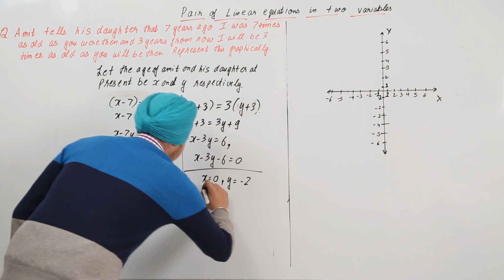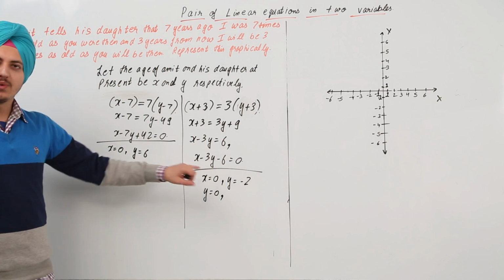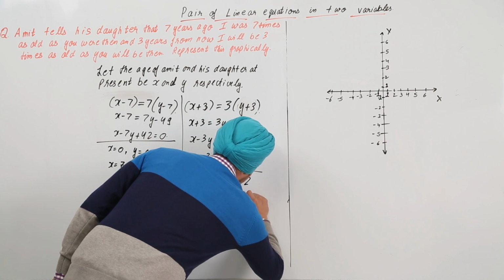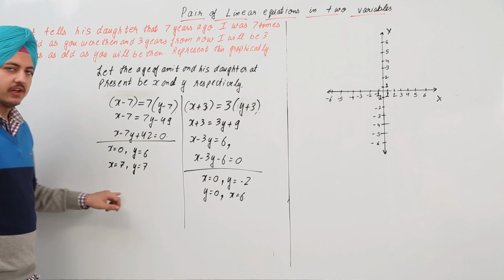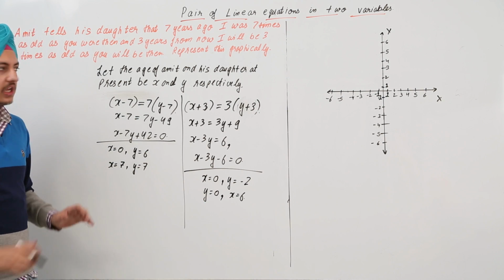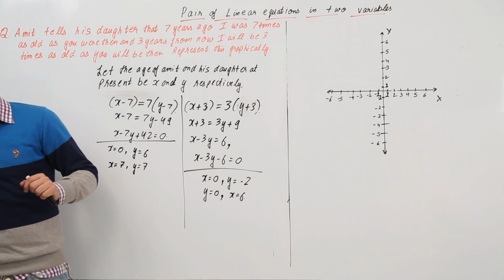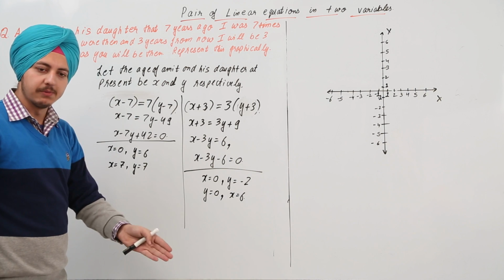Okay. And tell me for y equal to 0, what is x? For y equal to 0, x is equal to 6. Very simple. Okay. So we've gotten two values of x and y for both the equations. Now we can plot this on the graph. So how do we do that? We just plot these 2 points and join a line between them.